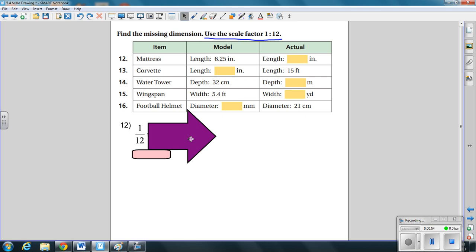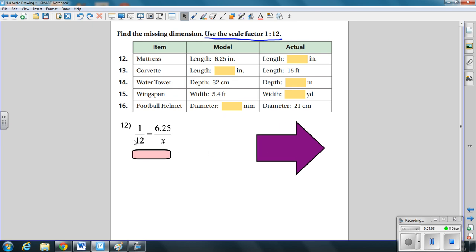So I know that my scale is 1 to 12. I'm going to set that equal to the information I know for number 12. Since I know the model, that number is going to go in the numerator and set my denominator as x. And we're going to take a calculator and do the cross product, 12 times 6.25, and we set that equal to x. So my missing real length is 75 inches. Also notice in 12 that my model length is in inches and my actual length is in inches. And I'll explain why that's important in the next page when we do 13.